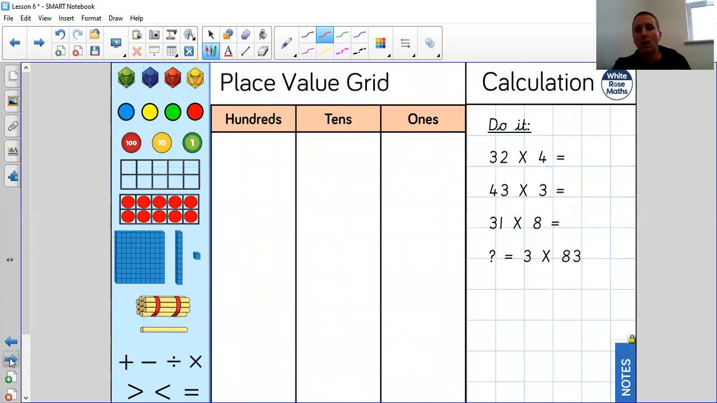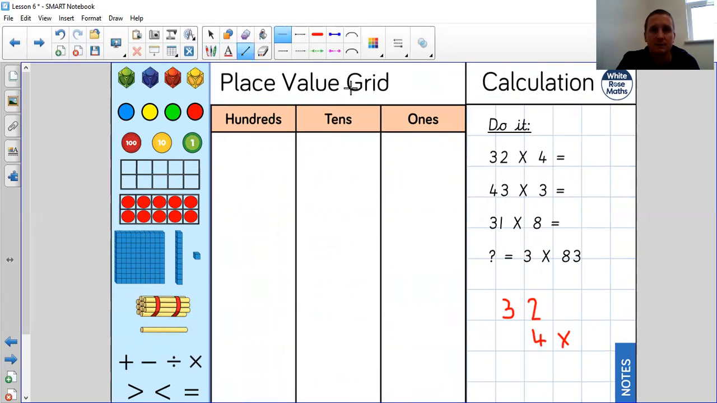So what I'd like you to do is have a go at putting this into a written formal method. So the first one, let's do it together. I would write it in my book like this: 32 multiplied by 4. And I'm going to be really fussy, and not fussy, just have good standards for myself. And I'm going to put in my straight lines. I'm using a ruler.